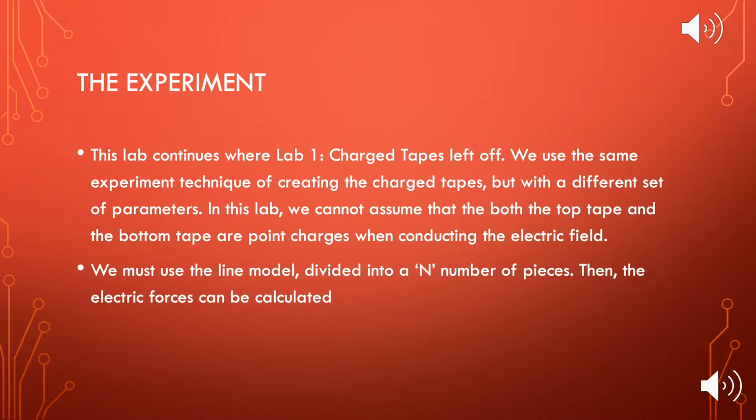This lab continues where Lab 1, charged tapes, left off. We use the same experiment technique of creating the charged tape, but with a different set of parameters. In this lab, we cannot assume that both the top tape and the bottom tape are point charges when conducting the electric field. Therefore, we must use the line model, which divides the tape into n number of pieces. Then, the electric forces can be calculated using this model.